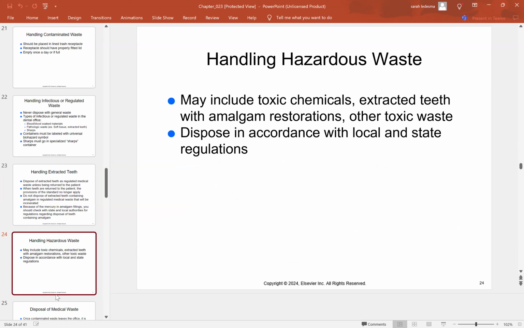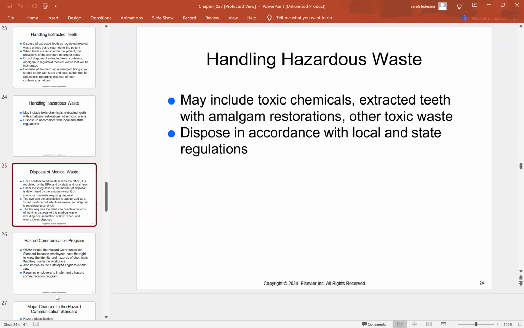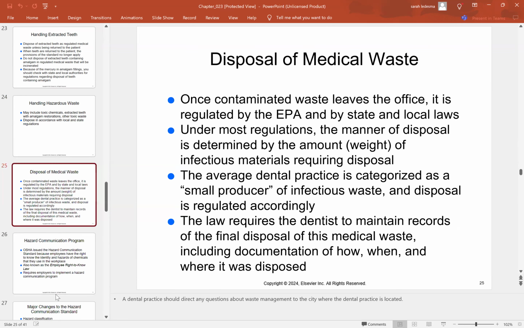Hazardous waste may include toxic chemicals, extracted teeth with amalgam restorations, or other toxic waste. Dispose in accordance with local and state regulations. Once contaminated waste leaves the office, it is regulated by the EPA and by state and local laws. Under most regulations, the manner of disposal is determined by the amount of weight of infectious material requiring disposal.